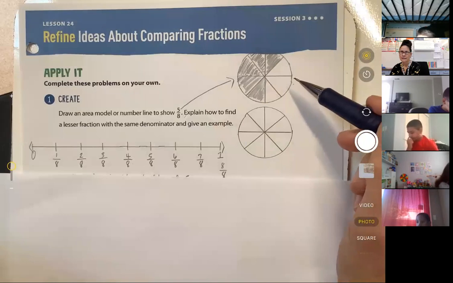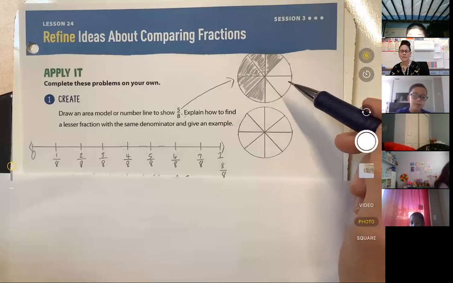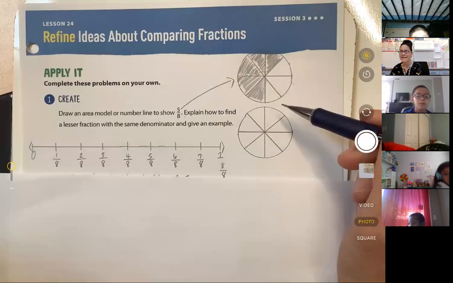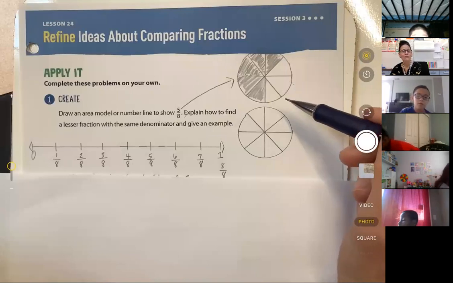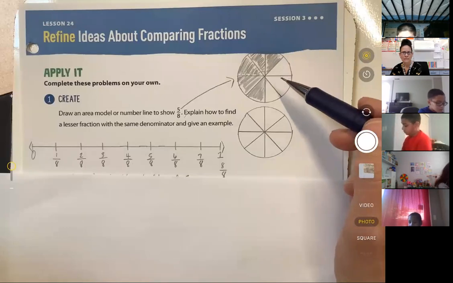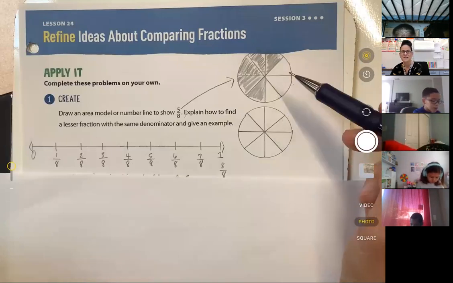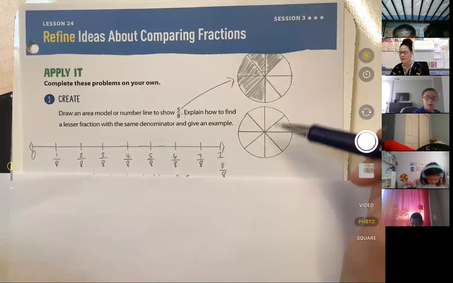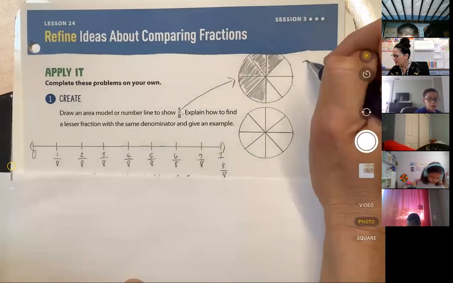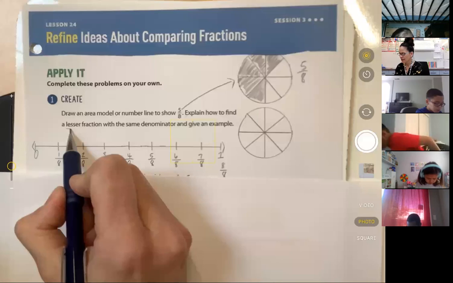So friends, less than 5/8 would be, if it's the same denominator, anything less than 5. 4/8, 3/8, 2/8, 1/8. Anything less than 5/8 will be a lesser fraction. Okay, anything less than 5/8 is going to be a lesser fraction because you have 2 wholes with the same number of pieces or the same denominator. So this again is 5/8.